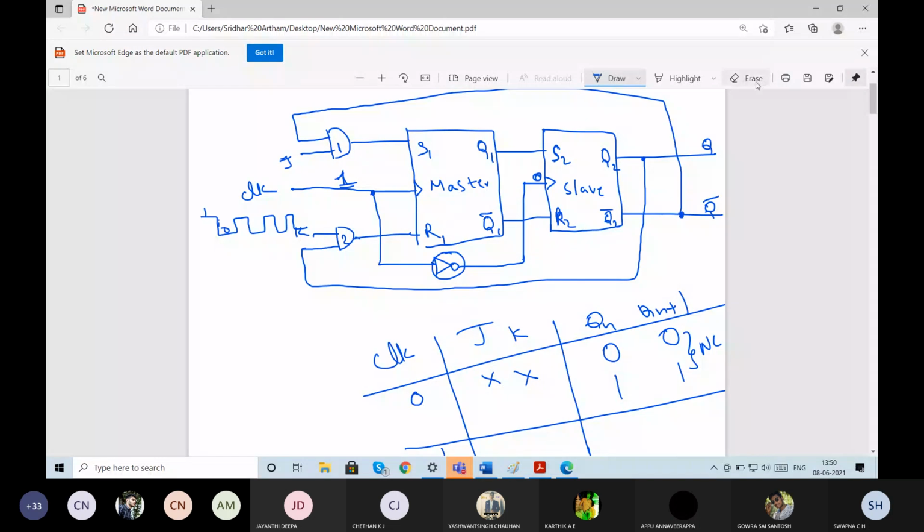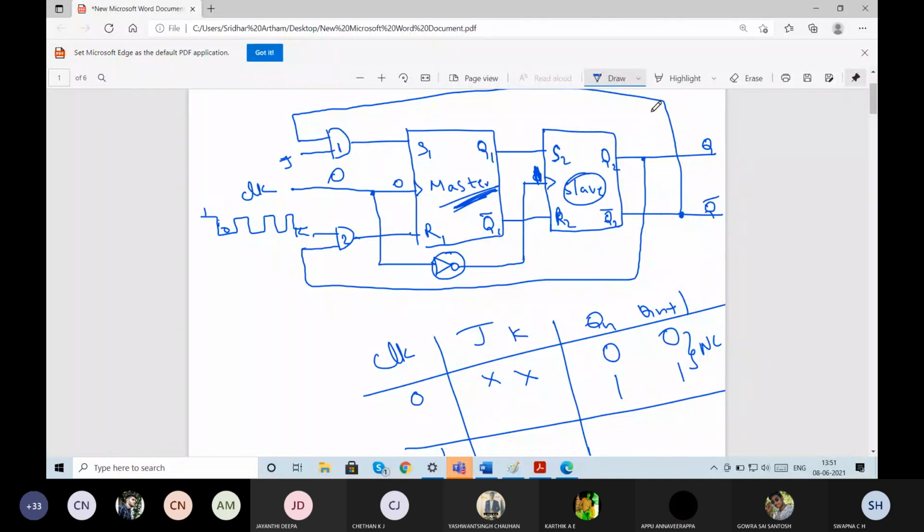Now let me consider the clock value is changing to 0. It means this value is 0. What happens to the master? Will the master change its state? Clock is equal to 0, so will the master change its state? No, it will remain in the same state. When clock is equal to 0, what will be the clock to the slave? It will become 1, right? So at that time the slave will become active.